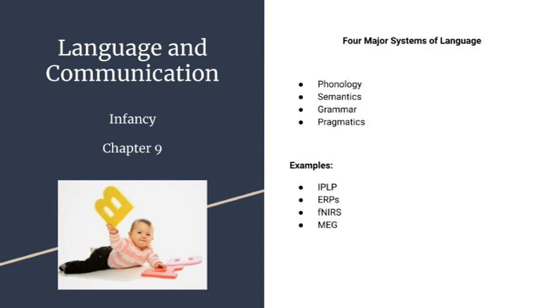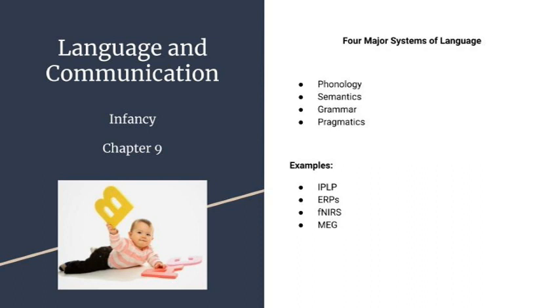An example we have is the intermodal preferential looking procedure, also known as IPLP. This research method shows infants two side-by-side videos and they hear a word or linguistic stimulus that matches one of the displays. Infants who understand the linguistic stimulus look longer at the matching video than the non-matching video. This study has been used since the 1980s to study preverbal infants' understanding of phonology, semantics, and grammar.